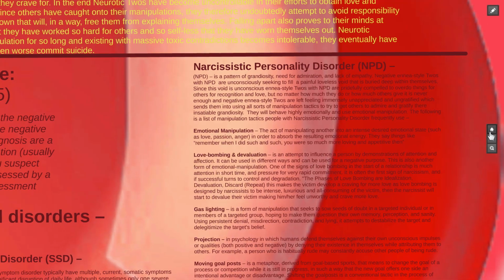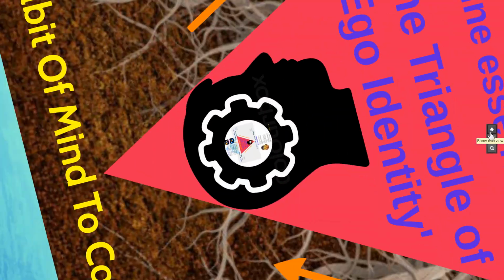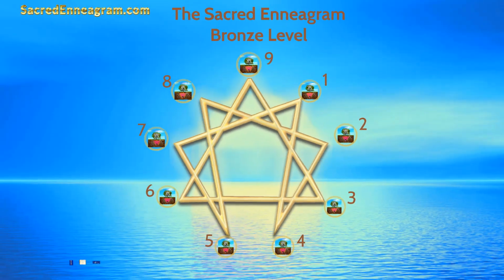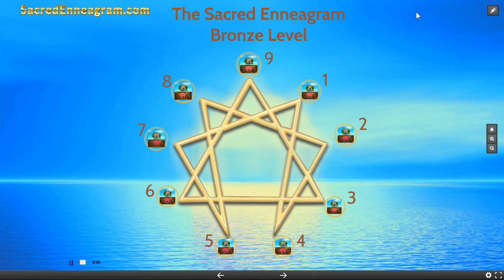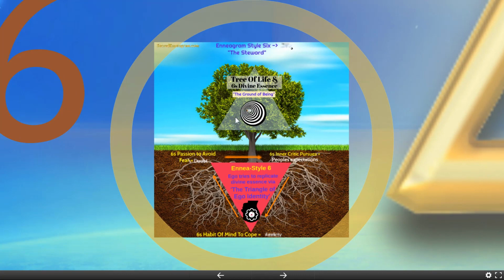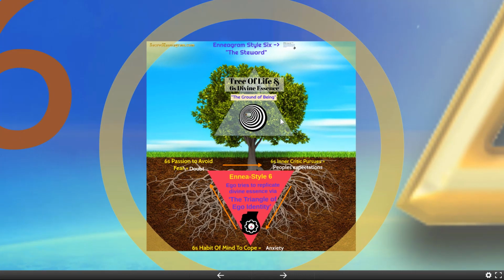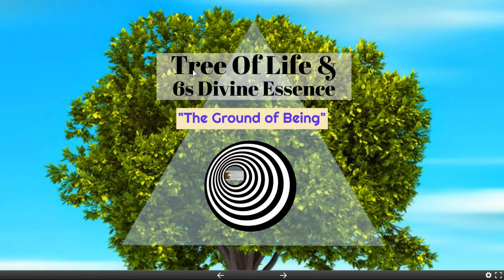So zooming out to home screen. There is so much information in this Sacred Enneagram Bronze Level map that I can't go into in this brief video. But you can go to sacredenneagram.com to find out more information about these interactive maps and how to download them for yourself. But just one more attribute I will focus on here, and I will zoom into Enneagram Type 6's Tree of Life, which is the fruit of the Tree of Life.